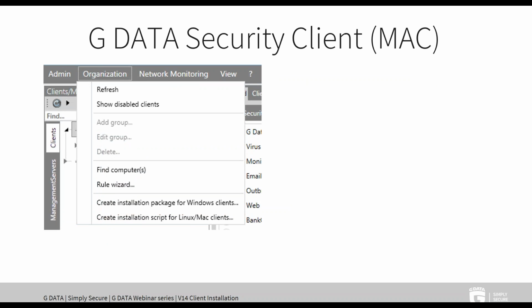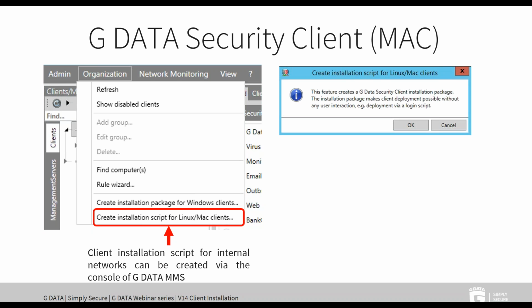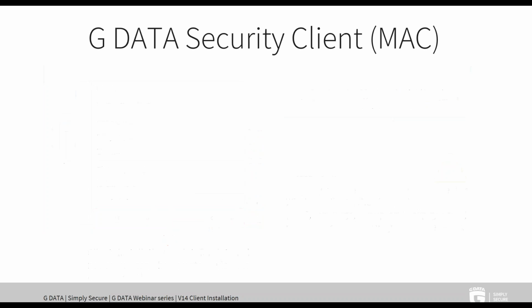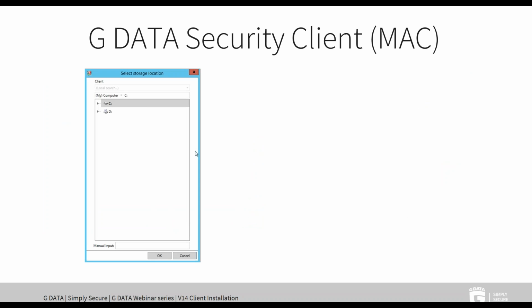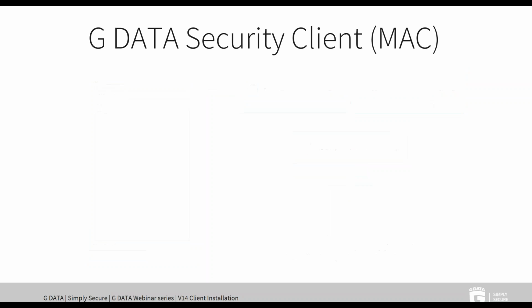Same goes for our installation script. We select organization, create installation script for Linux and Mac clients. The values cannot be changed, as I've already said before. It will have the given values from the management server by default. You select the storage location and create the same installation script. Now on the client itself, you also have to add permission to execute this created installation script.